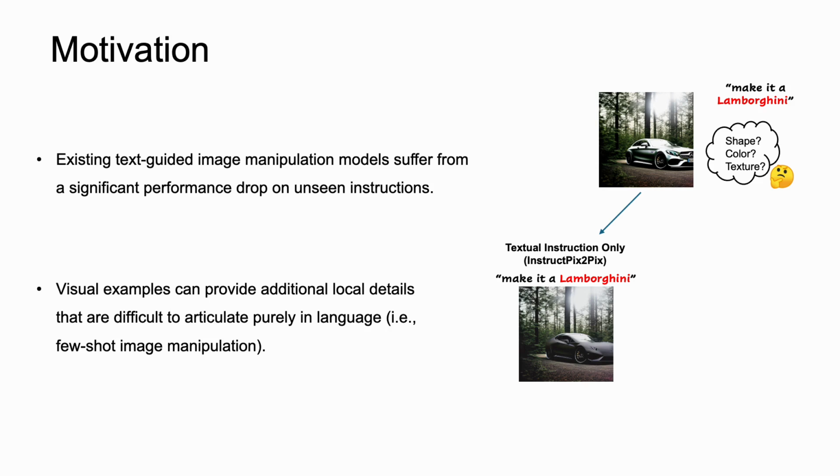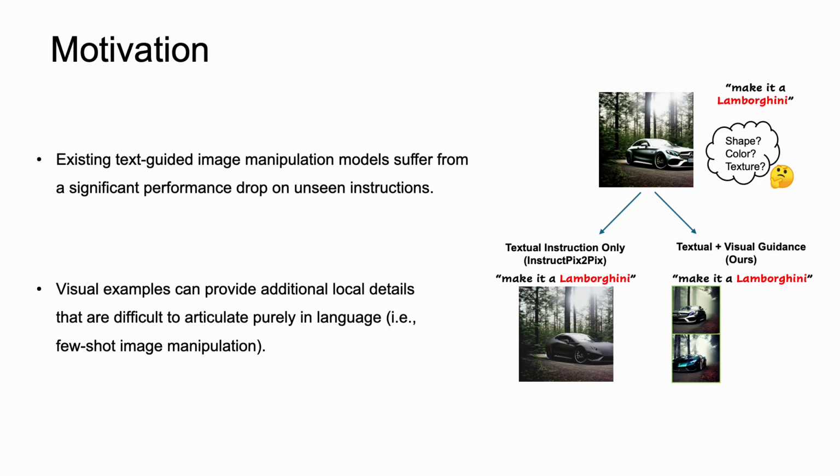Along this direction, we still forward the image and the textual instructions to the model. We also input an exemplar image pair to the model as a reference. Then the model is able to learn from both textual instructions and visual examples, and successfully changes the car to a Lamborghini.